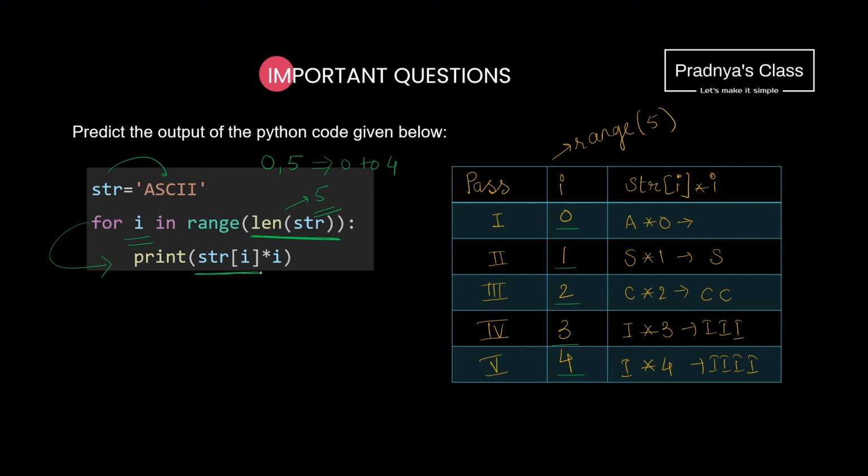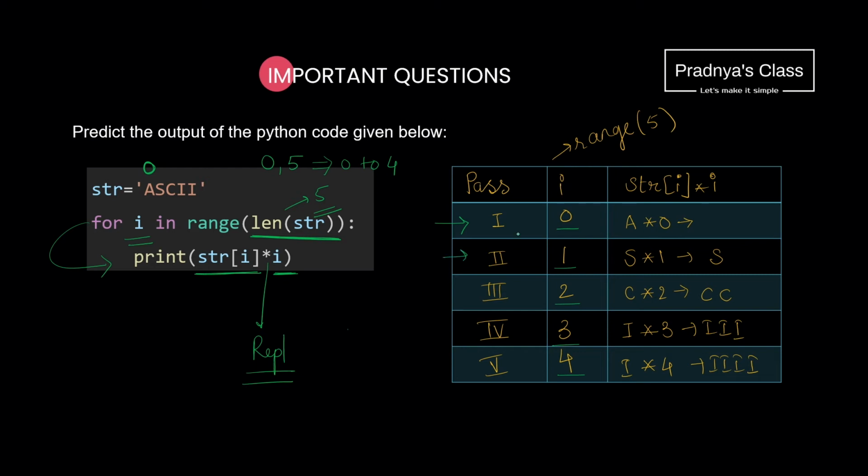str of I means we are taking the character from the string and multiplying it with the value of I. Here we are using replication operator which is used to repeat the string that many number of times. Alright then, in the pass one the value of I will be 0. It means string of 0 multiplied with 0. String of 0 is nothing but A. Look at the index of A. It is at the 0th place. So it will not get repeated.